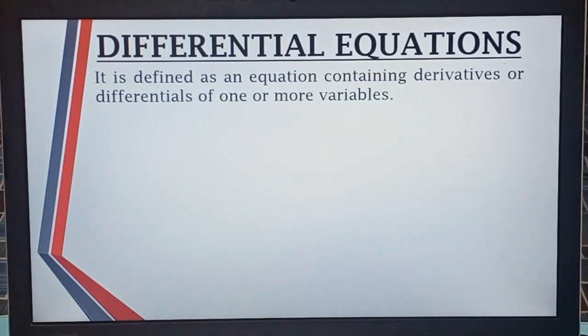First, a differential equation is defined as an equation containing derivatives or differentials of one or more variables. So for example, you will have dy over dx equals e raised to x plus sine of x. This is an example of a differential equation because of the dy over dx.